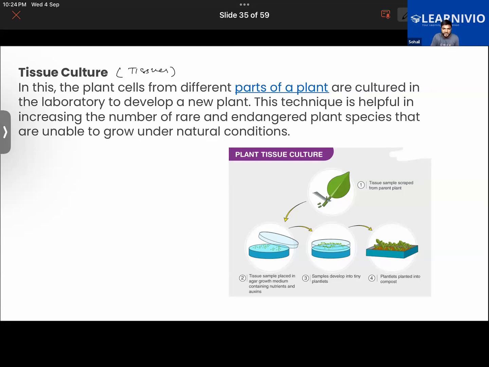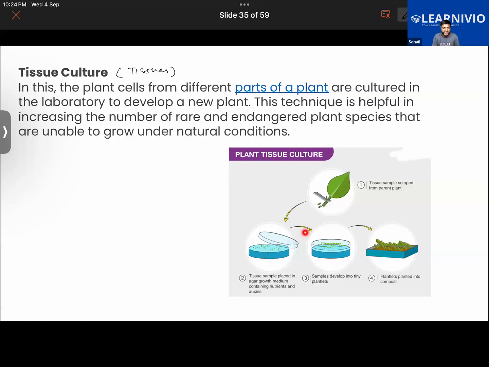So what is being done here? Let's say we have taken some very tiny samples of this plant. From this plant, I'm scraping some tiny parts. Then this tiny part is placed in this medium, where some special hormones and special liquids have been put, which will promote the growth of this tissue.